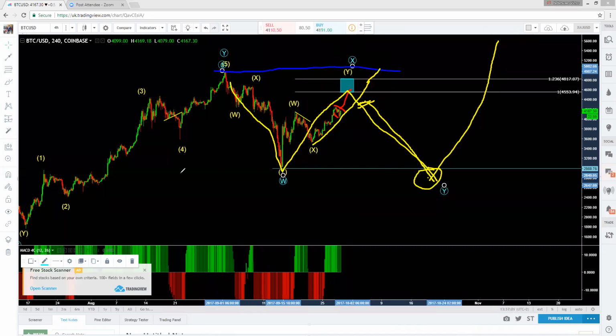Okay. Then this whole thing is a 1, 2, and then a big 3. This big 3, this whole move that most of us missed, then you can get another big move here, long term. So Bitcoin is long term bullish.